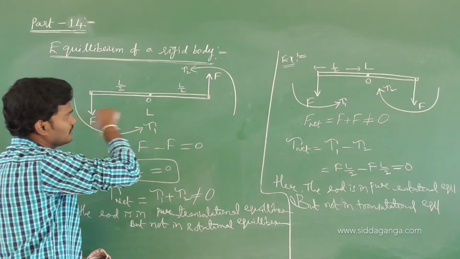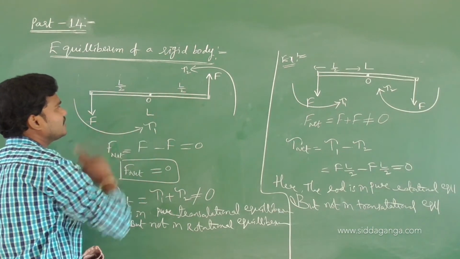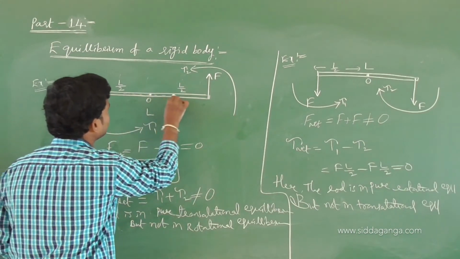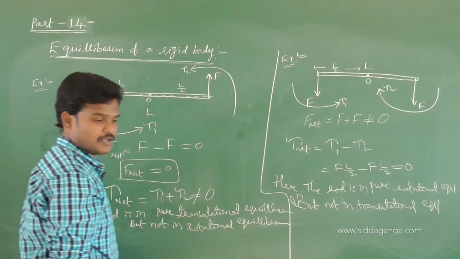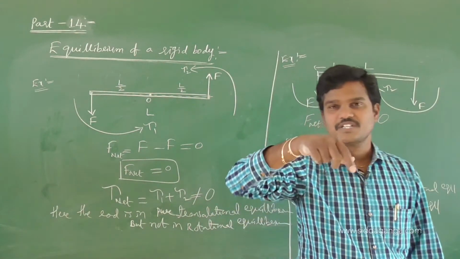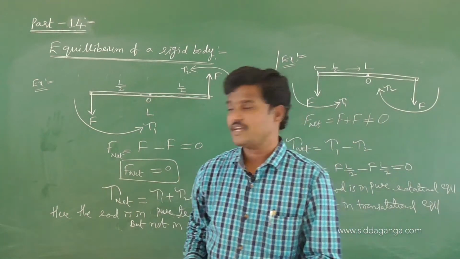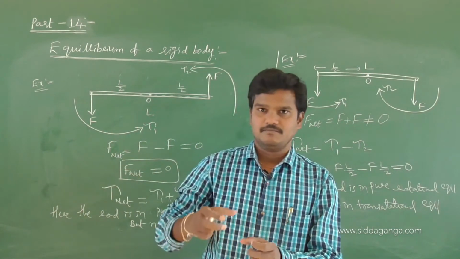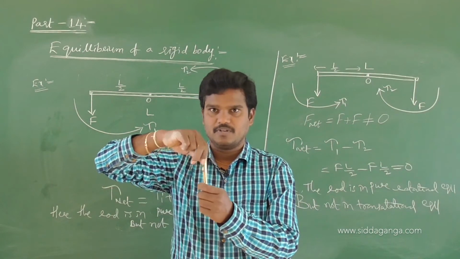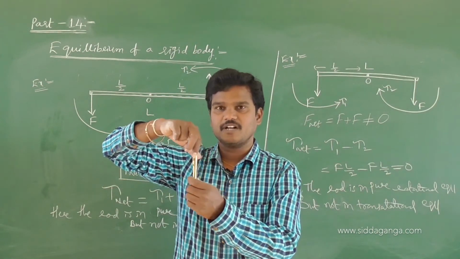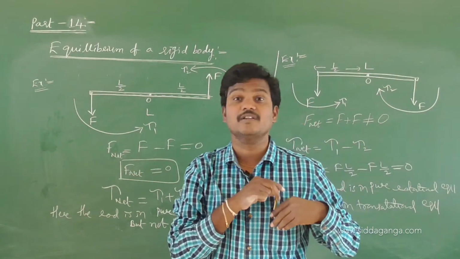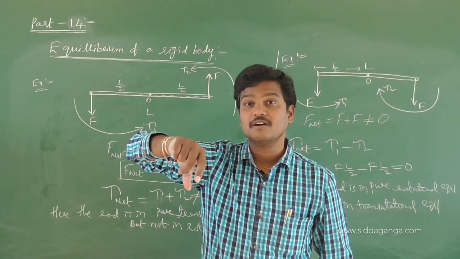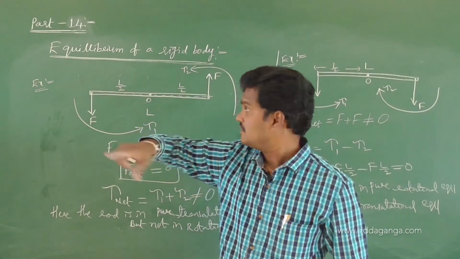And observe here, on this body, two equal and unlike forces are acting, and their lines of action are not the same line. Due to this, the body is set into some rotation. For example, if you want to open the cap of a pen, or if you want to rotate the water tap, you are applying your two fingers on the tap in different directions.